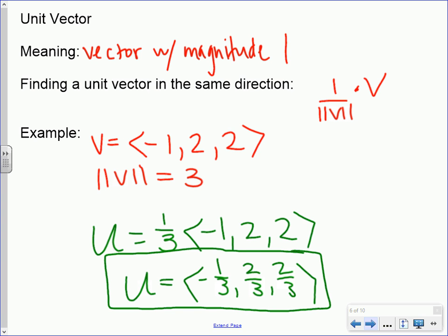Why are those in the same direction? How do we know that? By looking at them. What's the only difference between v and u? We multiply v by 1/3. Correct. We will talk about this again, but anytime vectors are scalar multiples of each other, they're in the same direction. Okay. So that's why it's still in the same direction. It's because we just multiply it by a scalar.